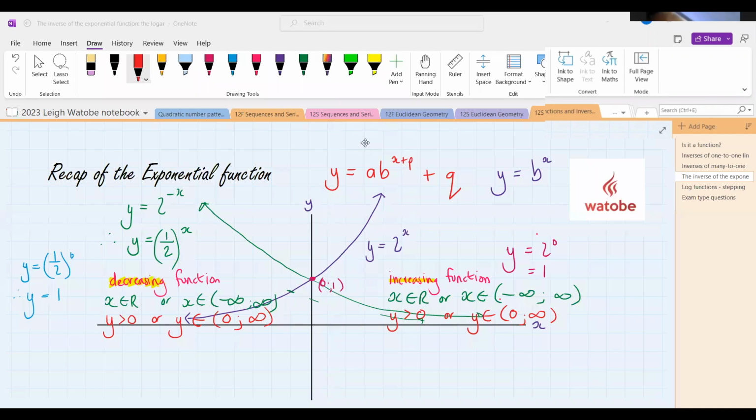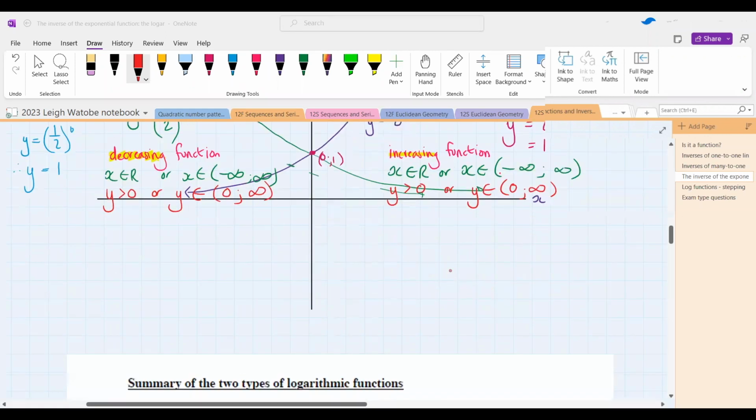How do we know that that is the decreasing function? Okay, so decreasing functions are ones that have negative gradients, and increasing functions have a positive gradient. So for example, if I was drawing a parabola, it would be increasing here, and it would be decreasing there.